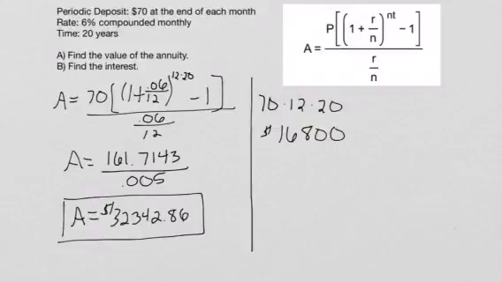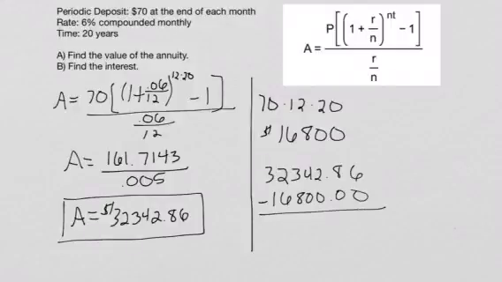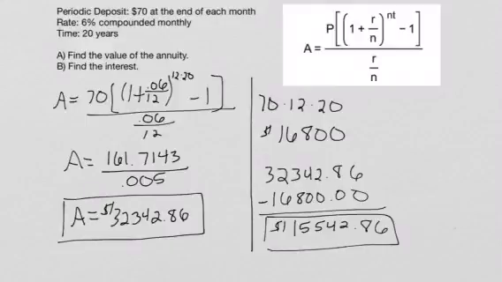Well, we saw that my total annuity was $32,342.86. If we subtract the amount that we put in ourselves, that'll give me the amount of interest that we had. So when I subtract these, I get $15,542.86. And so that is how much interest we earned off of the annuity over the 20 years.